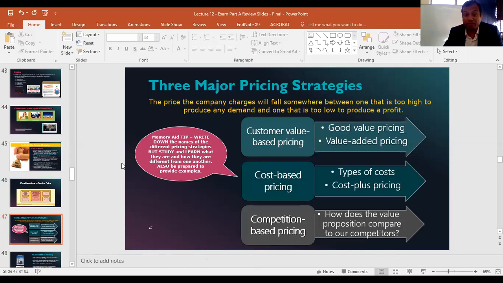So we have the memory aid here. Write down the names of the different pricing strategies or objectives, but study and learn what they are and how they are different from each other. Also be prepared to provide examples. Probably this is the chapter where you need to provide more and more examples, because it's more mathematical. So provide good examples of value-based pricing, like Walmart's everyday low price, or even Woolworths. They are more on value-based prices.